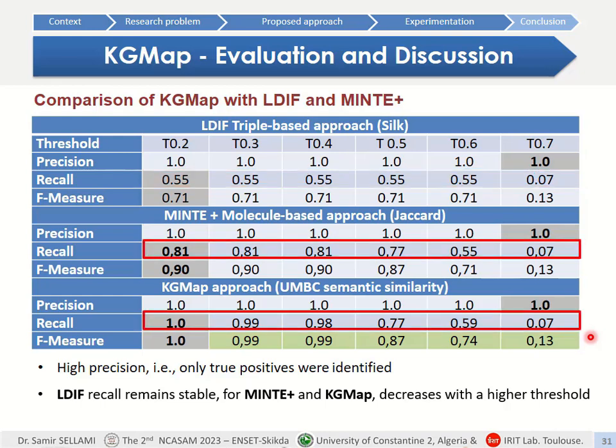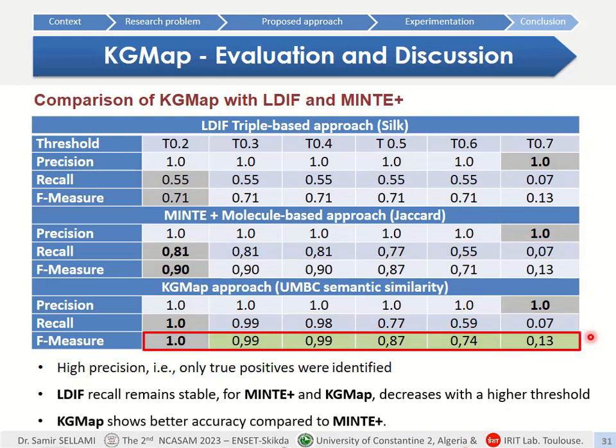For MINAT+ and KGMap, the recall decreased with a higher threshold, and KGMap was slightly better compared to MINAT+. We explained that by the ability of the KGMap model to cover not only web datasets such as DBpedia and Facebook, but also relational data models like the AdventureWorks database.